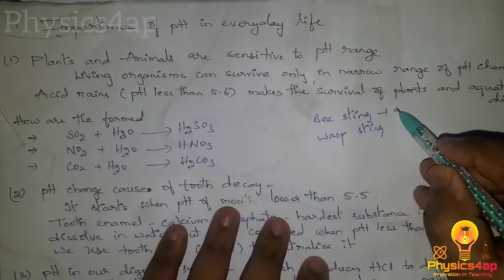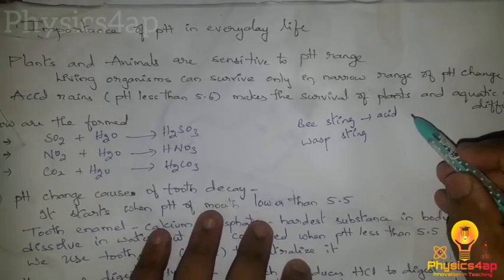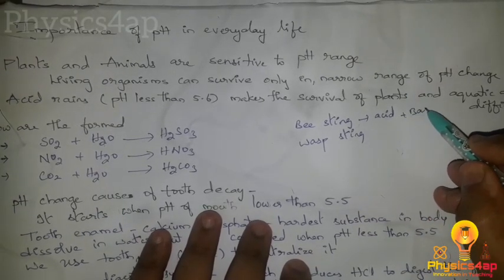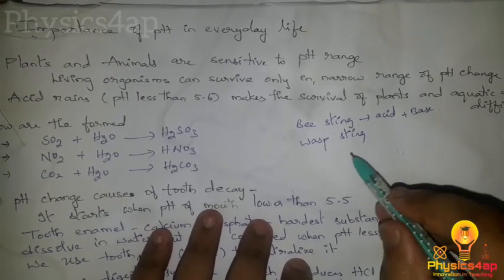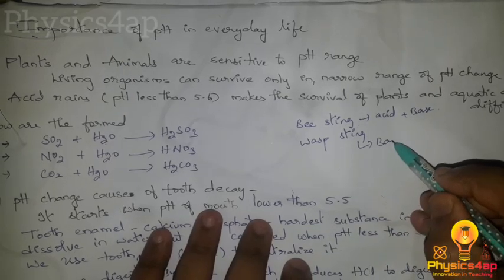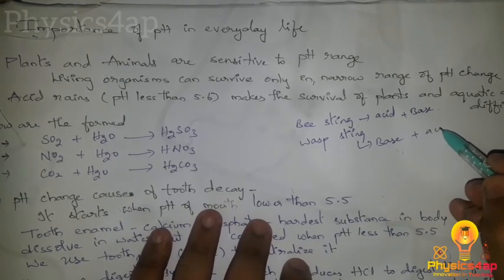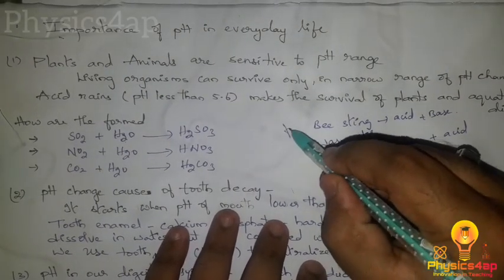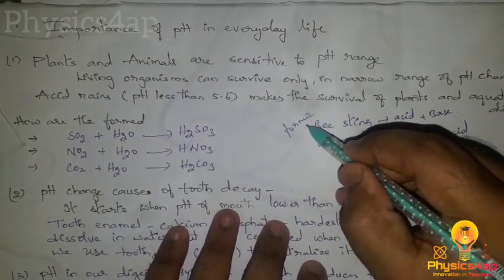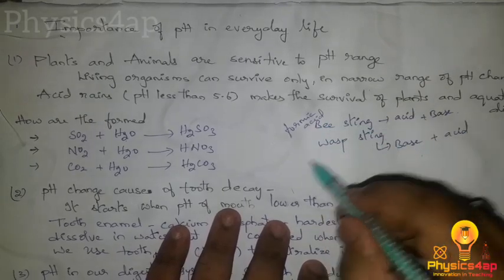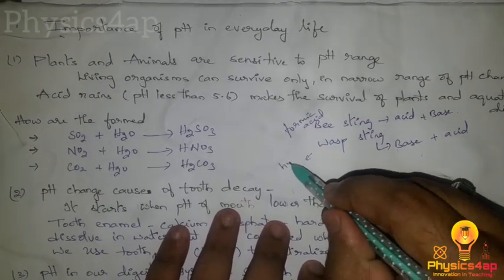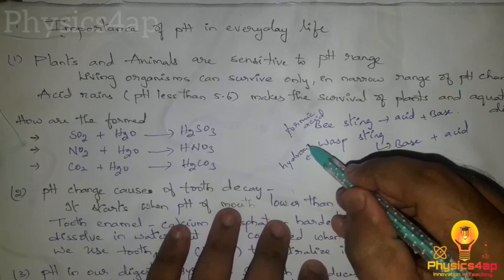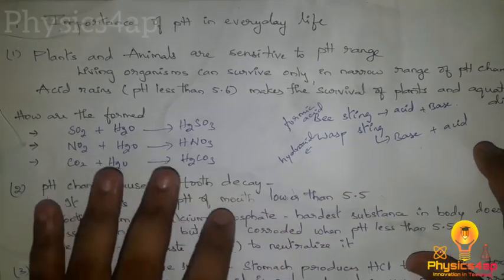As a bee sting is acidic in nature, we need a base to neutralize it. And a wasp sting, as it is basic in nature, we need an acid to neutralize. The acid released over here is formic acid. And a wasp sting is nothing but a metal hydroxide, which is a strong base.